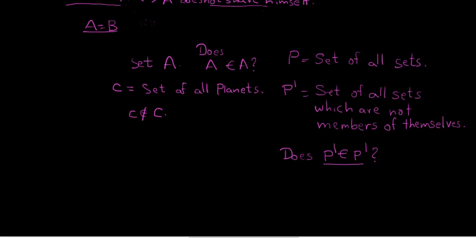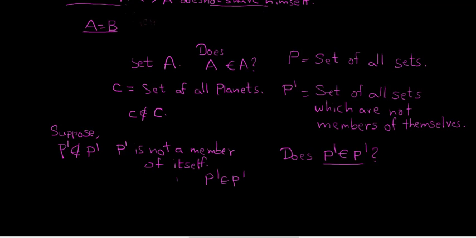So suppose P prime is not a member of P prime, then this means that P prime is not a member of itself, and by definition of P prime it contains all those sets which are not members of themselves, so P prime has to belong to P prime, and we have a contradiction. So we can rule out this case.